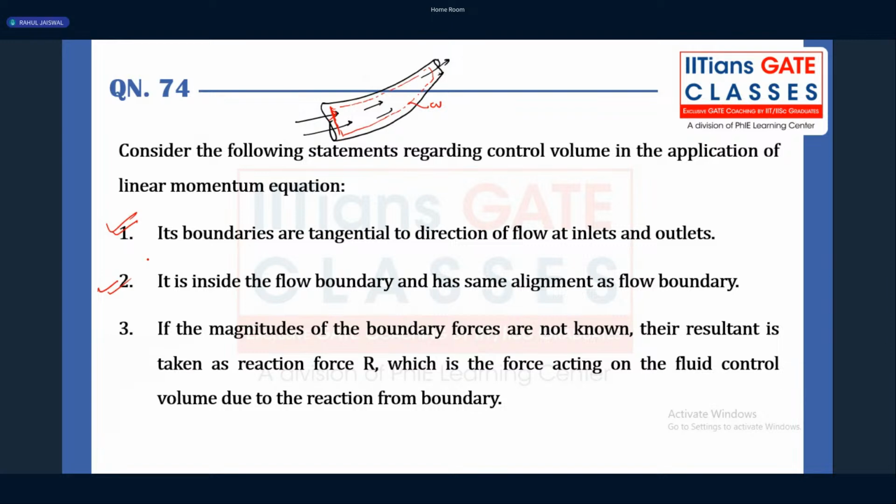If the magnitude of the boundary forces are not known, their resultant is taken as a reaction force R, which is the force acting on a fluid control volume due to the reaction from the boundary. This statement is also correct. When the fluid is flowing, the fluid will exert some kind of forces on a pipe wall. Opposite of that, the pipe will also exert some reaction force according to Newton's third law on a fluid element. And that can be found out very easily by finding the forces on a control volume.